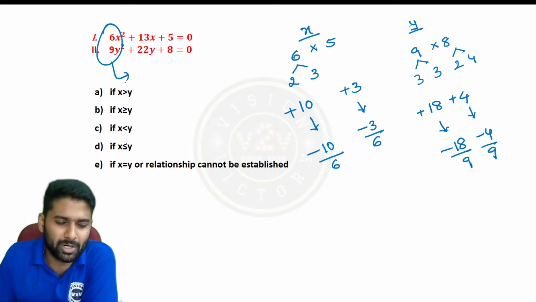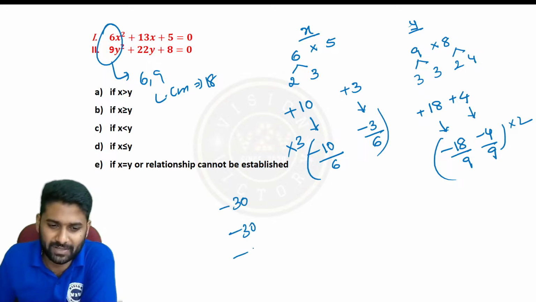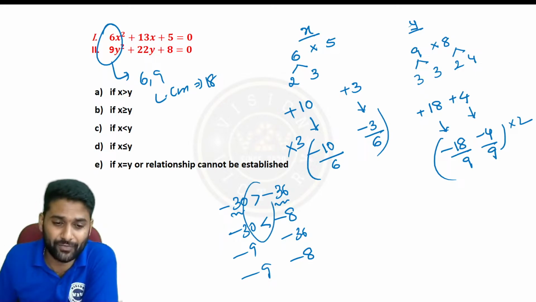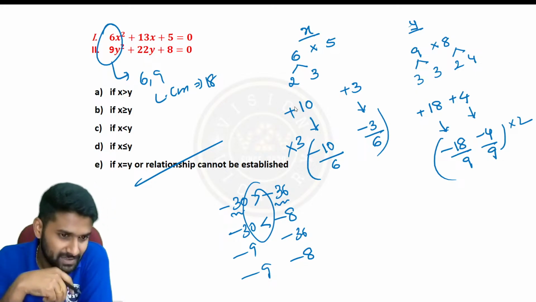See, what is the common multiple of 6 and 9? It is exactly equal to 18. Now if you want to equate it, you should multiply by 3 on one side and by 2 on the other. Now see, minus 30, minus 9. Minus 36, minus 8. Minus 30 is less than minus 8. If you find two different symbols in your comparison, the answer is cannot be established.